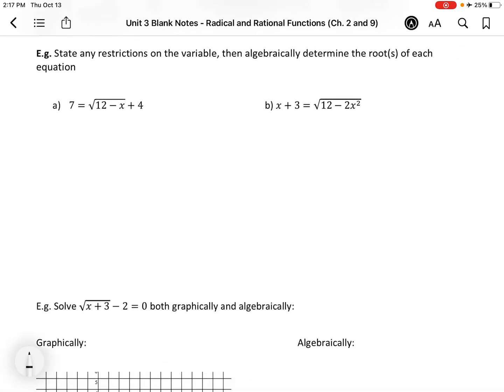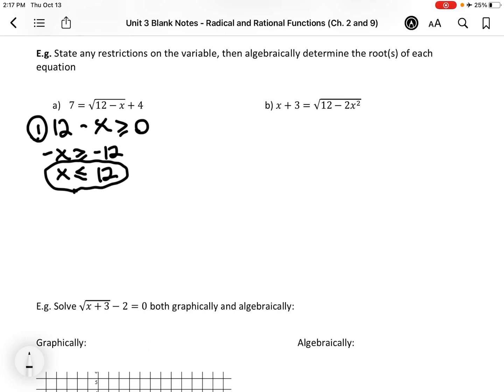We have this first equation: 7 equals the square root of 12 minus x, plus 4. The first thing we're going to do is state the restrictions. Here we need 12 minus x to be greater than or equal to 0. If I subtract 12 from both sides, negative x is greater than or equal to negative 12. When I isolate x by dividing by negative 1, the direction of the inequality is going to flip. So x has to be less than or equal to 12.